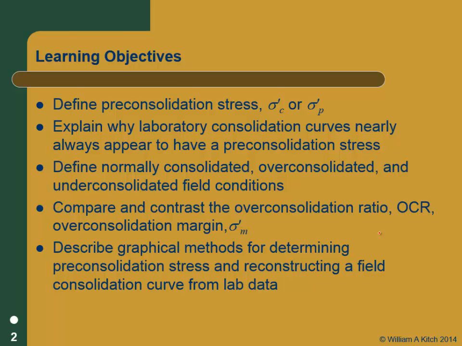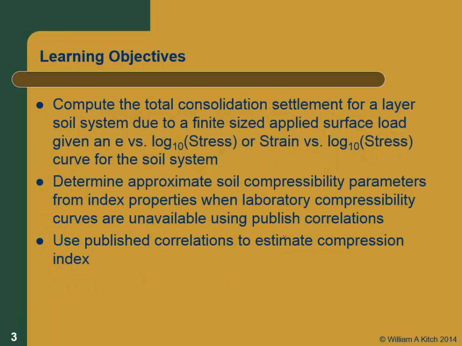And some of this material we're going to build off of the stress strain stuff we already talked about. So we're going to discuss what happens when you take a sample out of the field and why you see a preconsolidation stress even when there's no preconsolidation in the field. And then talk about overconsolidation, what it means, what the sources are, and how it's characterized. There's two main ways of characterizing overconsolidation. And we'll talk a little bit about reconstructing the curves and some of my opinions about reconstructed field curves.